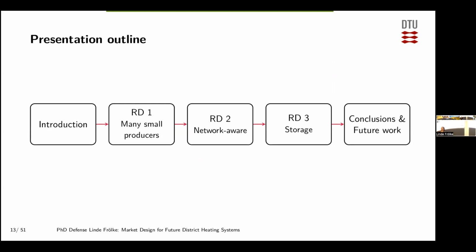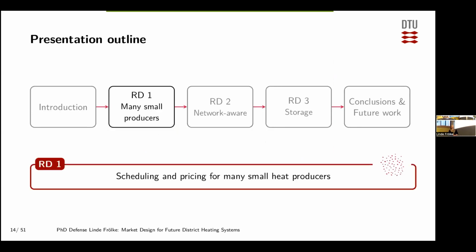So I will now move on to go into each of the research directions in more detail, and I will close up with conclusions and directions for future work. So first, scheduling and pricing for many small heat producers. And as I said here, we will focus on excess heat producers because these agents may be actually price responsive, and that's what we were interested in this work.